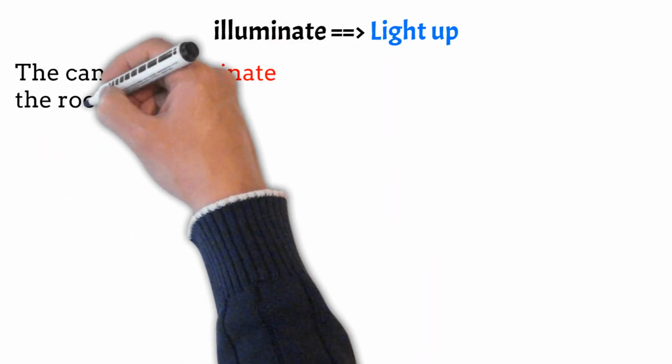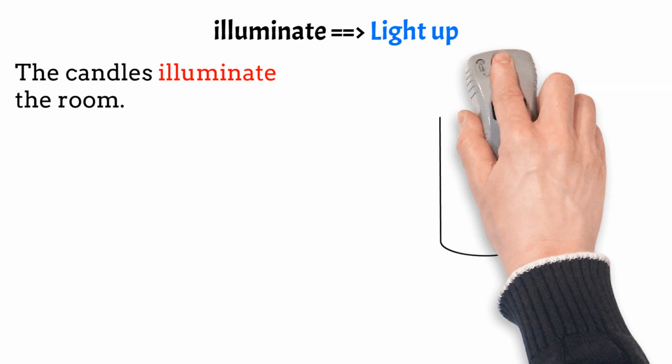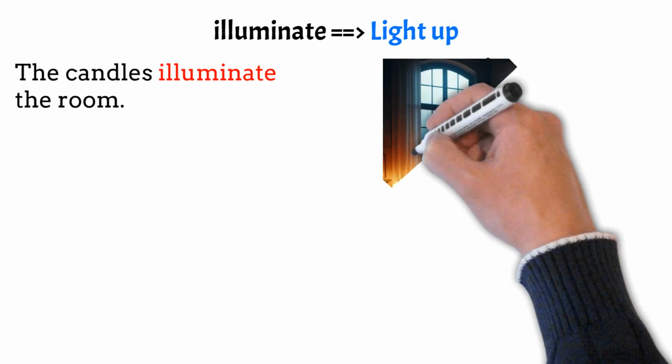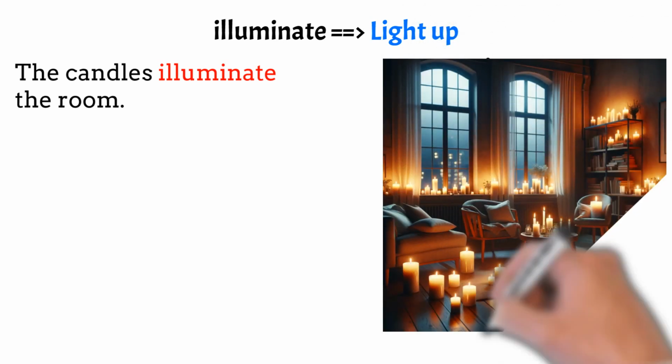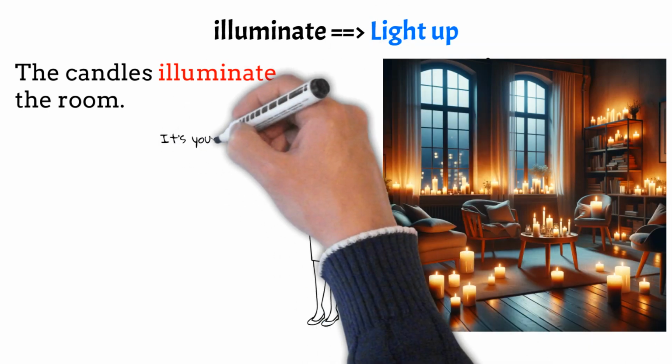The candles illuminate the room. The candles emit light, brightening the room and dispelling darkness, exemplifying the light-up aspect of illuminate.